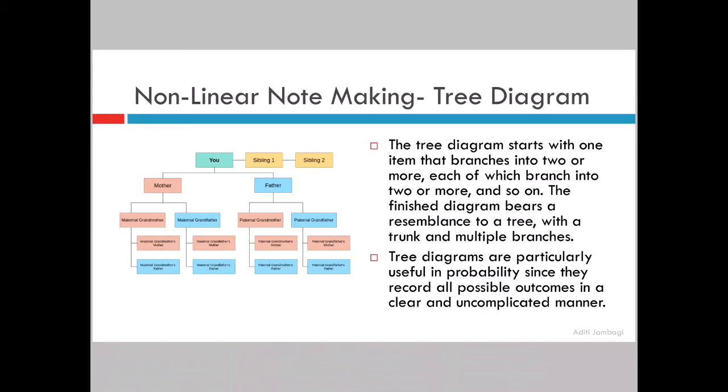Typically, the structure of a tree diagram consists of elements such as a root node. For example, in this image on the screen, you, sibling 1, sibling 2. But we are focusing only on you. So you are your root node. And it will have no superiors or it will have no parents.